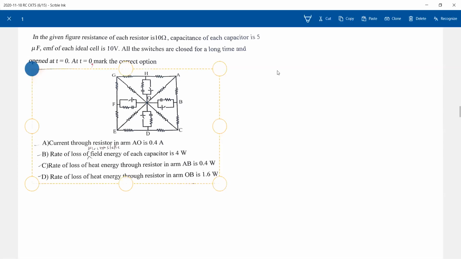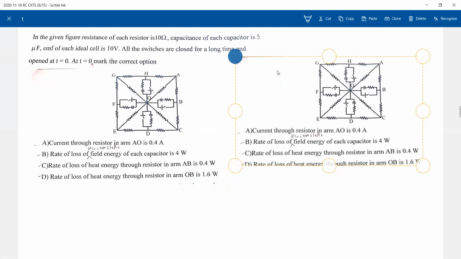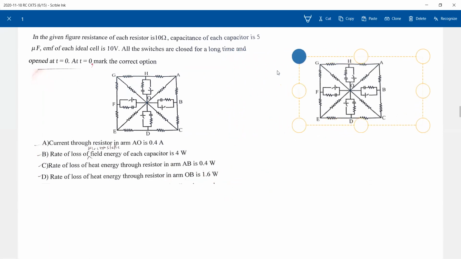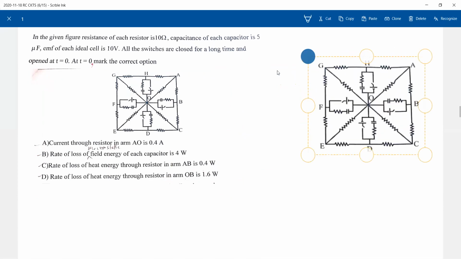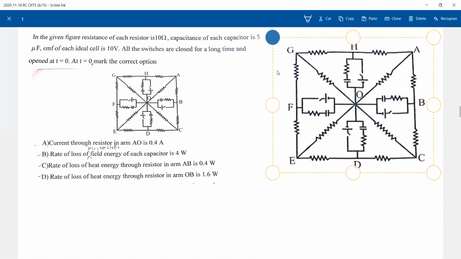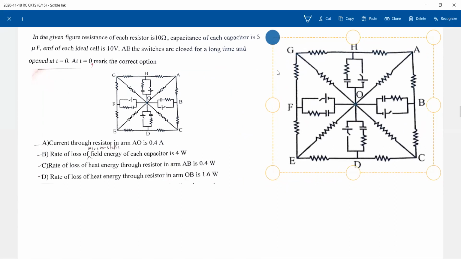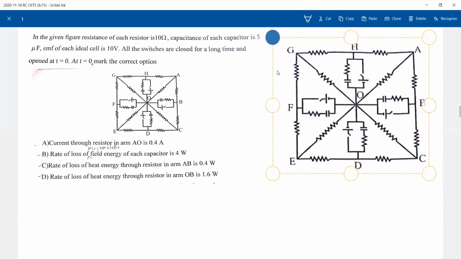I'll try to draw the diagram. This can be asked in the exam. It may appear very big, so don't just run into nodal analysis or that one. Nothing like that is needed. Most of the questions we ask in the exam, nodal analysis to that level will not be there. You can keep that in mind.